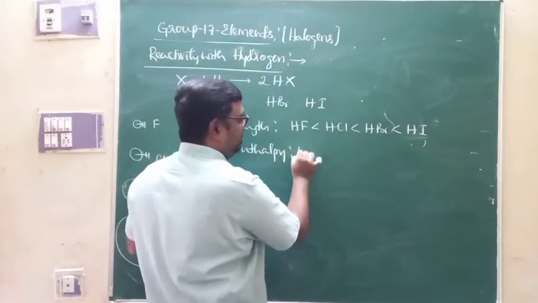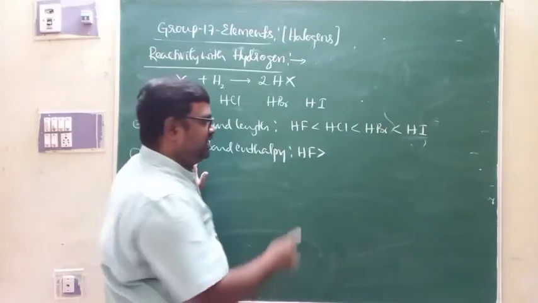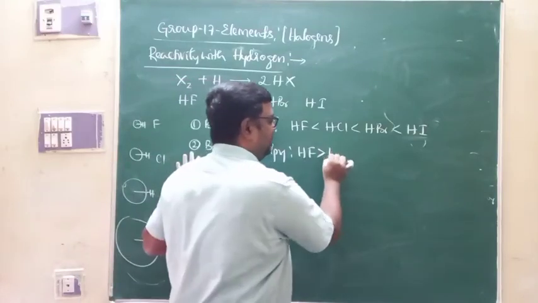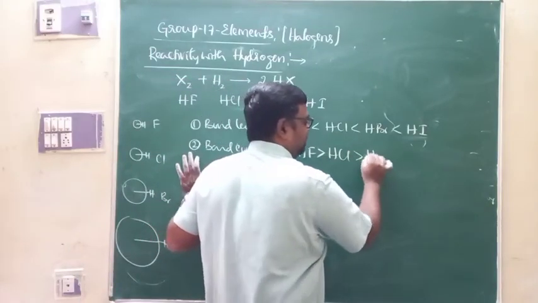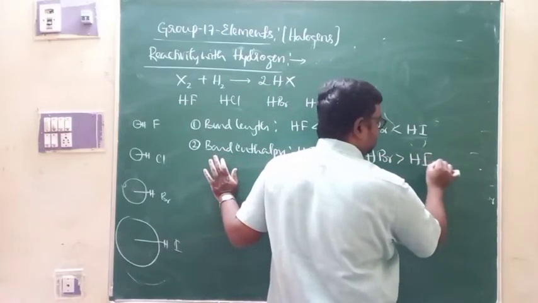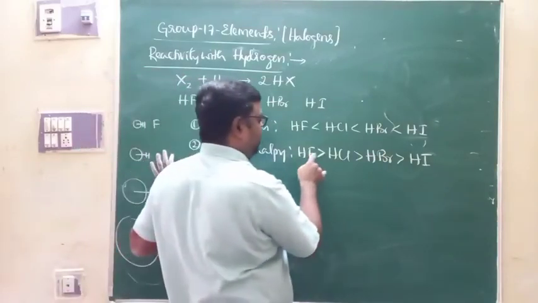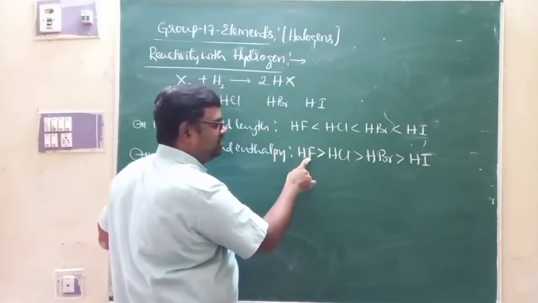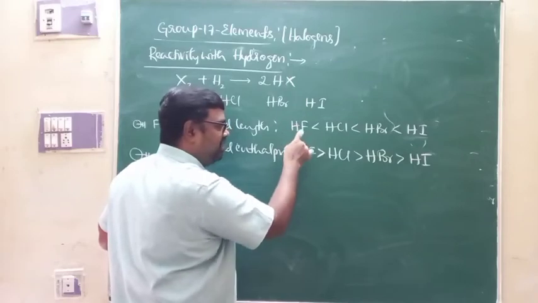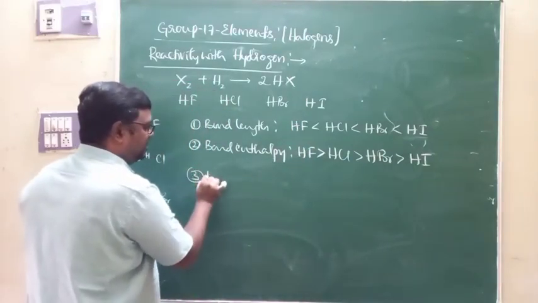So it is a small bond, therefore the energy required to break the bond is highest in the case of fluorine. The opposite happens as atomic size increases: bond length increases and the energy required to break the bond decreases. So in HF, fluorine being a small atom, bond length is small and bond enthalpy is high. The third one is thermal stability.